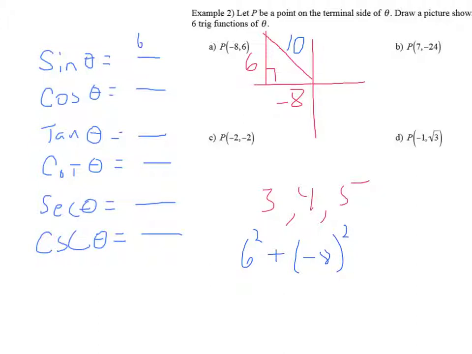So now to find the sine and the cosine, we're just going to use the same thing, opposite over hypotenuse, and we should reduce that, simplify that to 3 over 5. The cosine becomes negative 8 over 10, which becomes negative 4 over 5, and I'll talk about that in a minute here. The tangent becomes 6 over negative 8, which is negative 3 over 4. The cotangent's reciprocal of that, so negative 4 over 3. The secant's reciprocal of the cosine, which is negative 5 over 4. The cosecant's reciprocal of the sine, which becomes 5 over 3.